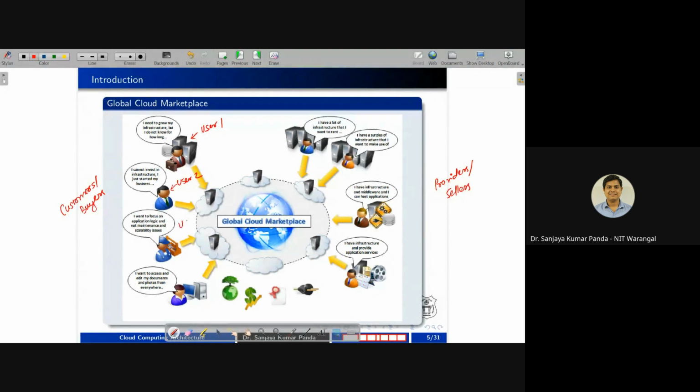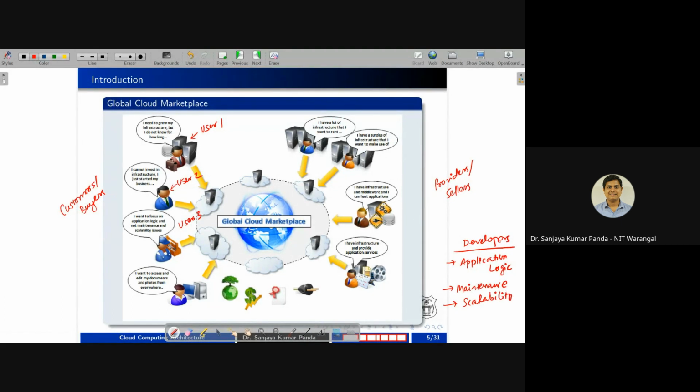Similarly, coming to user three, the requirement is that I want to focus on the application logic and not maintenance and scalability issues. As a developer, if you go for the application developers, the main responsibility of the developer is application logic. They have to write some code, which we call application logic. But in the early days, what happened? Developers were also responsible for maintenance of the hardware, and also responsible for scalability.